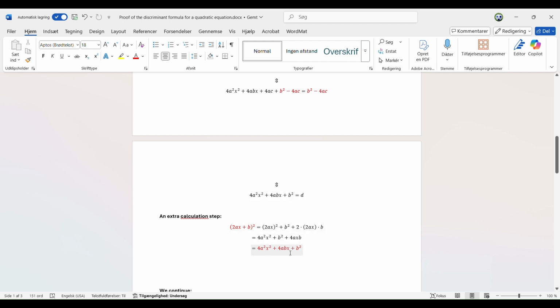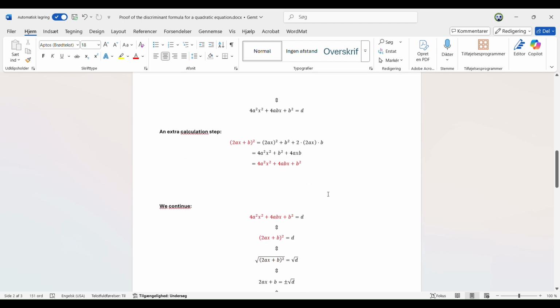If this expression is equal to the expression up here on the left side, it can be substituted by this expression, because this was equal to this. And if expressions are equal to each other, then we can just take one out and put the other in instead. So we substitute this by our parentheses now, and we continue with the proof.